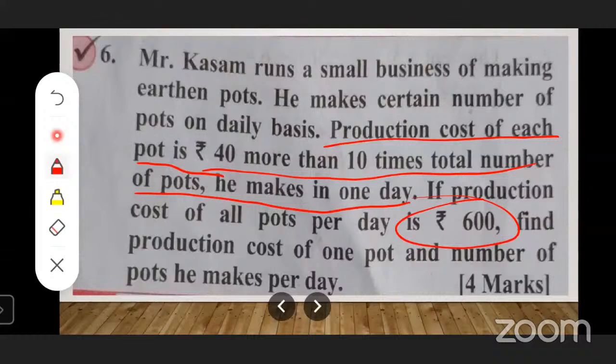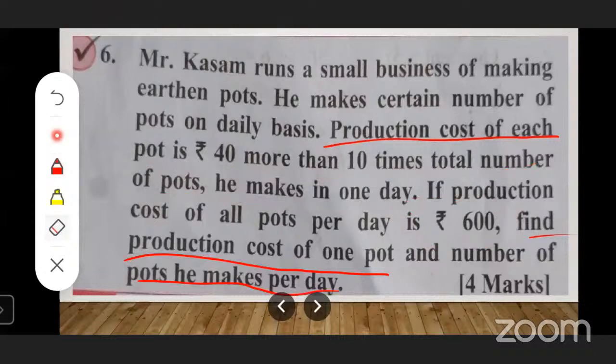So what is necessary in this sum? You should read this sum very carefully. Everything is given in the sum itself. You only have to read this sum carefully again and again till you understand it. So what is the last line? Find the production cost of one pot and the number of pots he makes per day. What would you actually find out? Production cost of one pot and number of pots he makes per day.